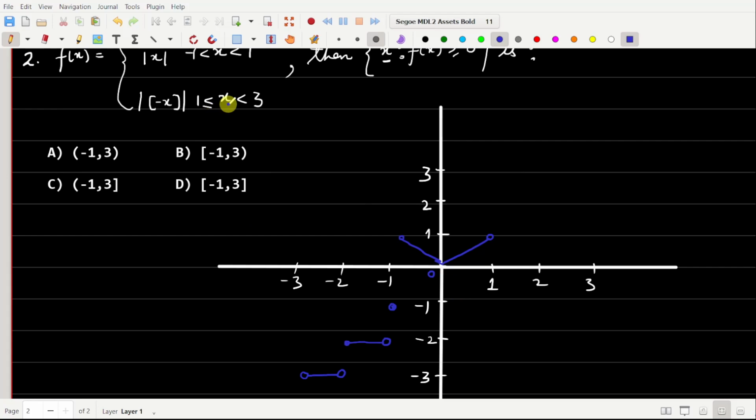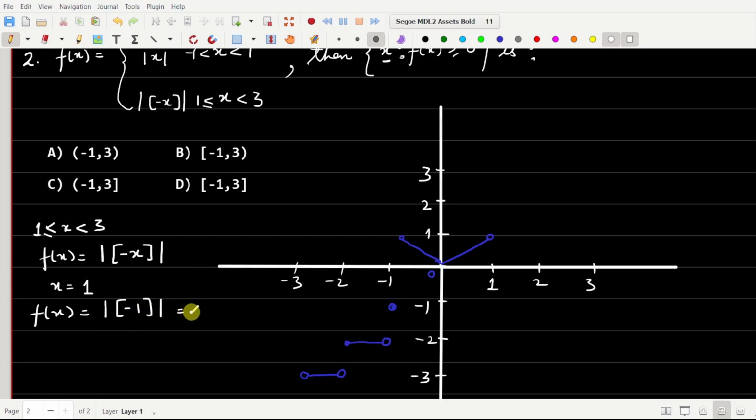Now as soon as we go ahead of 1, again my function changes. For x greater than or equal to 1, it is modulus of minus of bracketed x. For this particular function let us take some examples. Let us say we are going from x greater than or equal to 1 and less than 3, my function is modulus of minus of bracketed x. Let us take x equal to 1: f(x) will be modulus of bracketed -1, which is actually equal to modulus of -1, which is equal to 1. Because of the modulus, everything will be positive.